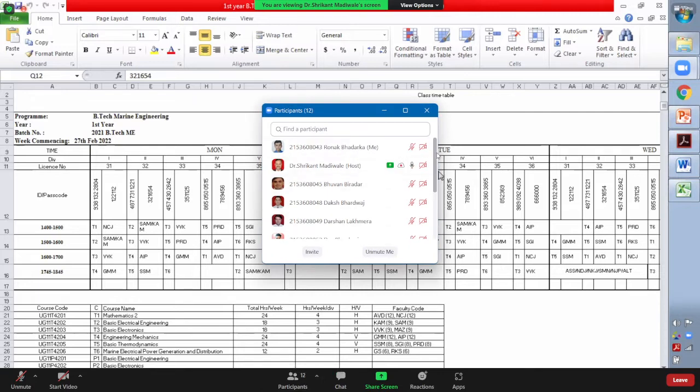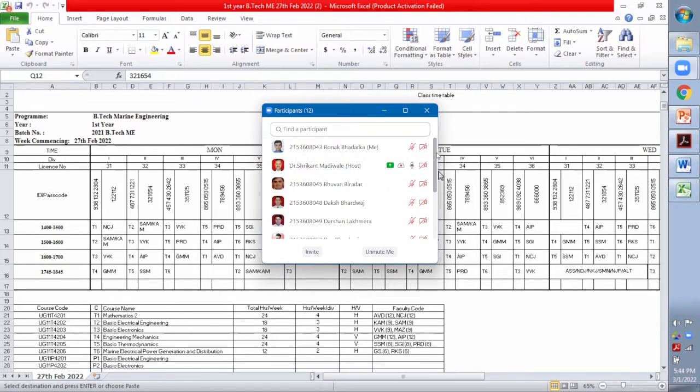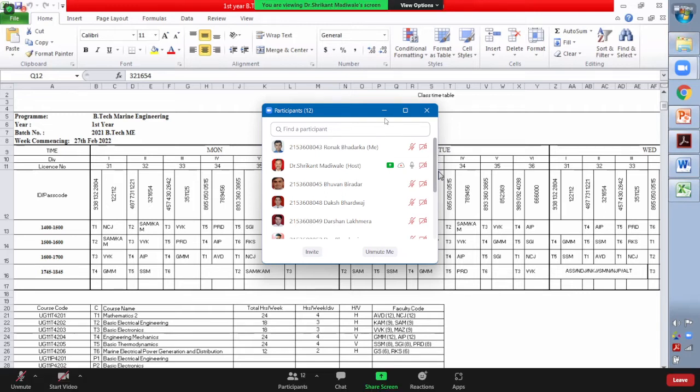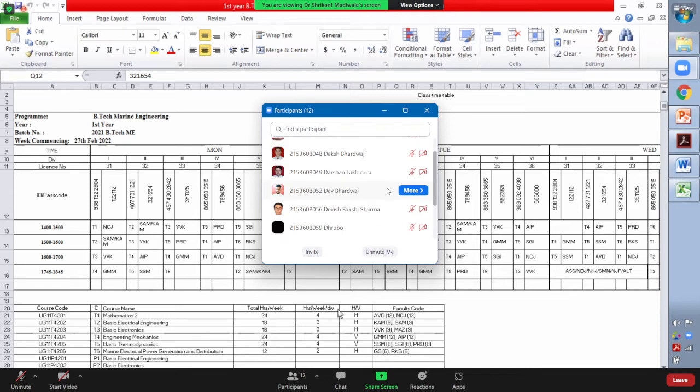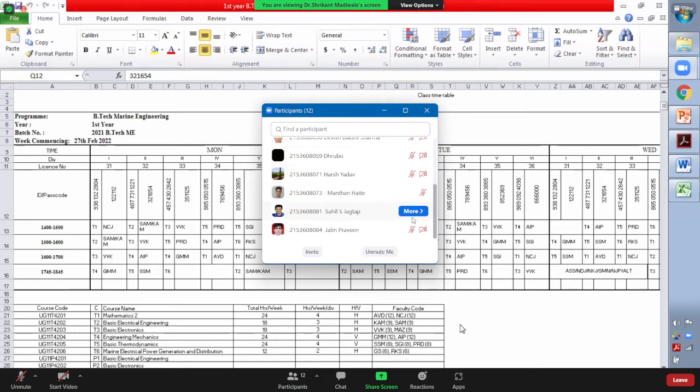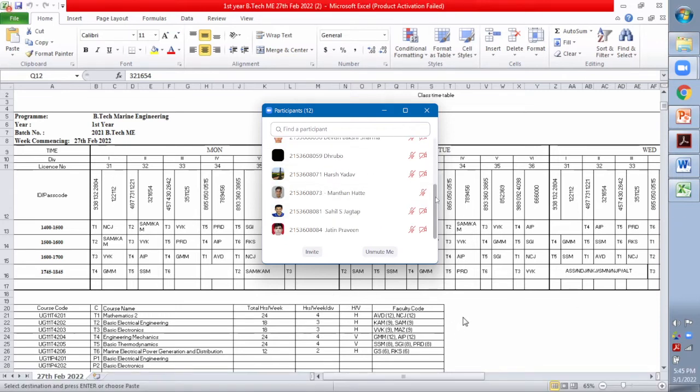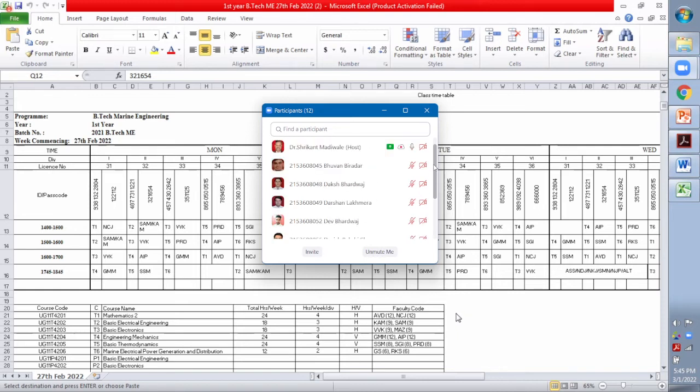So I want to make a co-host in case the light goes off or there is an internet connectivity problem. Please suggest a name to whom I should make a co-host. Anyone ready to become a co-host? Jatin, are you there, Jatin? Yes, yes. Okay, I'll make you co-host.